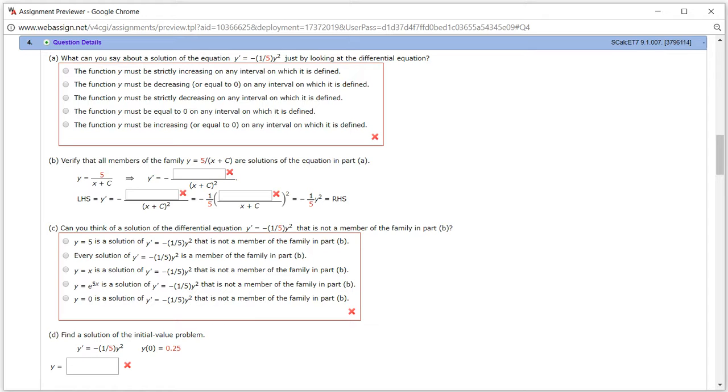All right, so let's see. The first one is strictly increasing. No, it must be decreasing or equal to 0 on any interval on which it's defined, so it's probably this one. But let's read the other ones too. Y must be strictly decreasing on any interval on which it is defined, right? Then let's see, must be equal to 0 or increasing. So the second one is probably the answer.